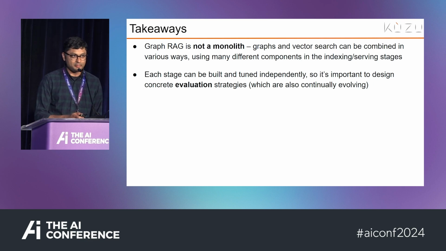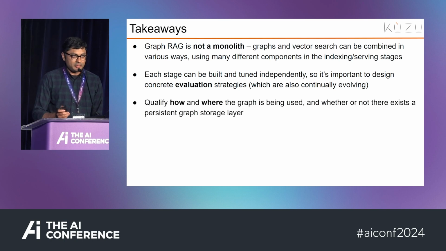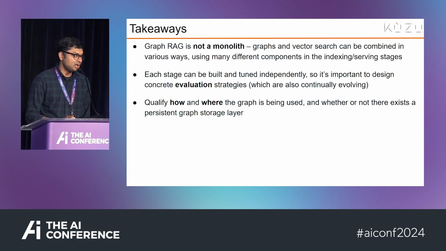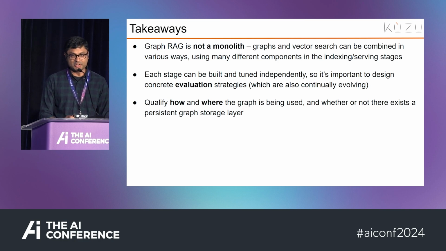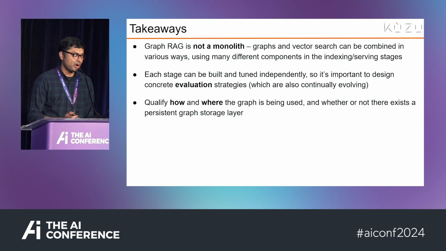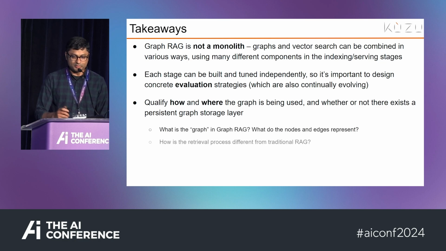So while building these systems, it's recommended to design concrete evaluation strategies, which themselves evolve as we go through this space. And as I mentioned about the framework earlier, when thinking about graph RAG, it's important to qualify how and where graph RAG is being used and whether or not there exists a persistent storage layer. And if there doesn't exist a persistent storage layer for the graph, it's worth asking why. Why was the graph not persisted? Is it because it was not necessary, or the graph was actually not being utilized in a way that was growing with time?